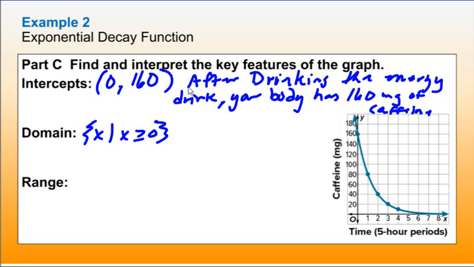The range here, y such that y is going to be greater than 0, but it never goes above 160. So the 160 is the highest it can go. And again, you're not going to have a negative amount of caffeine in your body, so that's why it stays above 0.